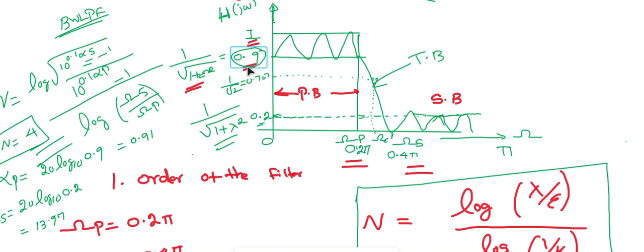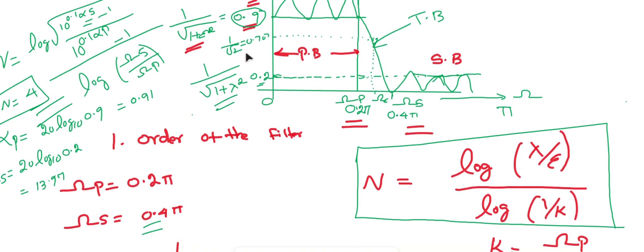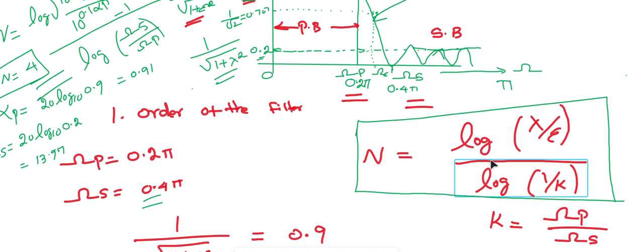If you want to determine the attenuation of the ripples in the pass band and stop band in dB, you can use the formula 20 log 10 of 0.9 and 20 log 10 of 0.2, which gives 0.91 and 13.97. So with respect to alpha p and alpha s, if you want to find the order of the filter, you can use this formula. Otherwise, from the given data, you can directly determine lambda and epsilon, and use this formula to determine the order of the filter.